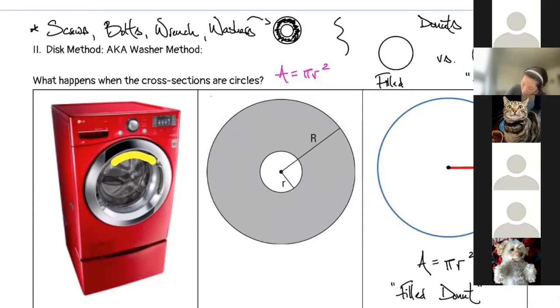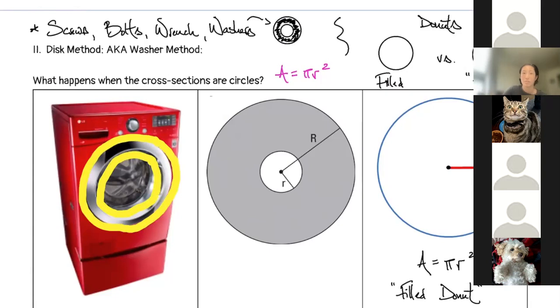You might be able to imagine that you've got an inside and an outside when you think about the front of a front loading washing machine, which I think is far less exciting than donuts.